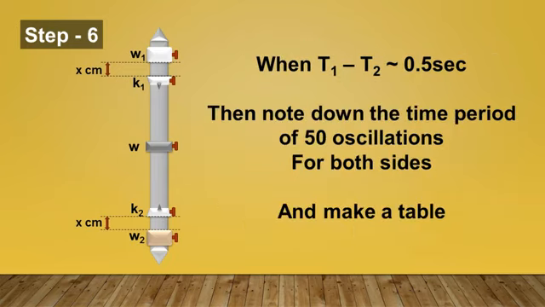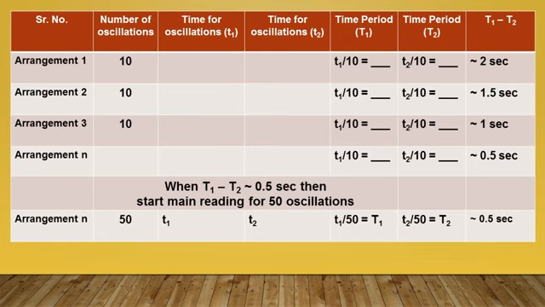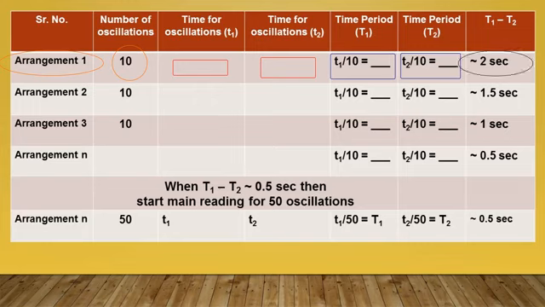Now, when you have achieved the arrangement in which the time difference is half a second, you can note down the time for 50 oscillations for both sides and then make a table. Now, you can write all these values in this table. Just take an example: in case of arrangement 1, we started this experiment with 10 oscillations and noted its time period and then calculated the time for one oscillation in both cases, and then the difference of their time was, let us consider, 2 seconds.